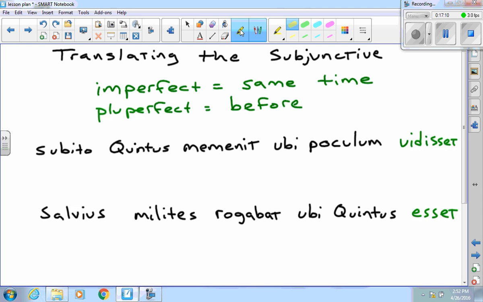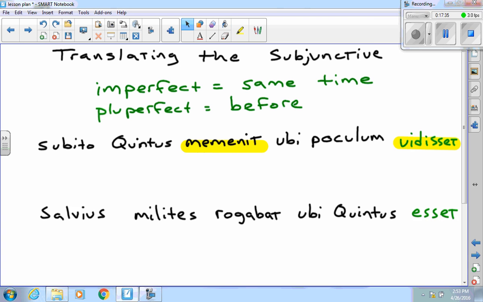So when I look at these two sentences, I have subito quintus meminit, ubi poculum vidisset. I look at this guy, meminit. I know that that is perfect. I look at vidisset. So the main action is happening in the past. I have vidisset. It is the pluperfect subjunctive, so I need to translate this as before the perfect.